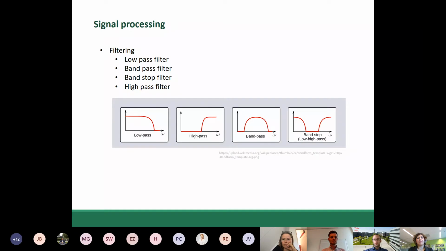Another important term that we use in signal processing with regard to vibration analysis is the different sorts of filters that we use. We use low pass filter, band pass filter, band stop filter, and high pass filter. Just as an example, a high pass filter allows the high frequencies to pass and the rest of the signal is removed.